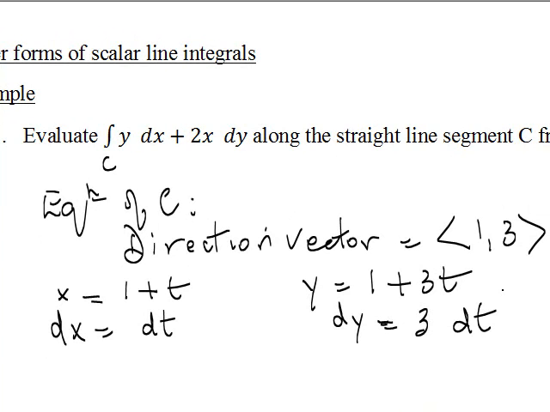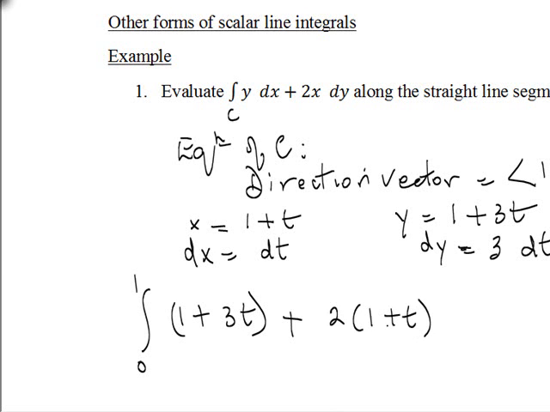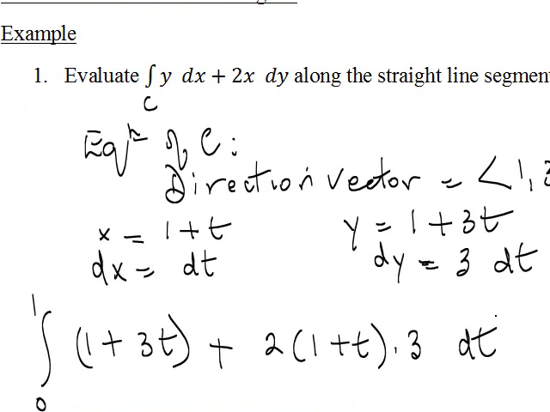And all you do now is substitute. So you rewrite the line integral. This is from 0 to 1. So you don't use this square root thing anymore. This is just basic substitution, right? So y is 1 plus 3t. Good. dx is 1 dt. We'll put the dt's afterwards. Plus 2x is 2 times (1 plus t). dy is 3, and then you can put the dt.